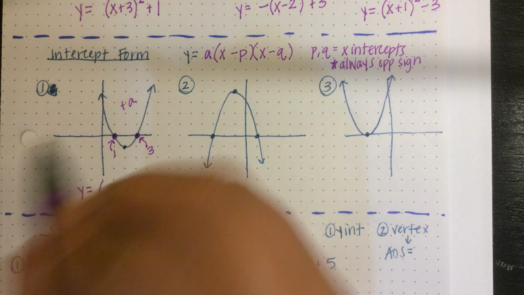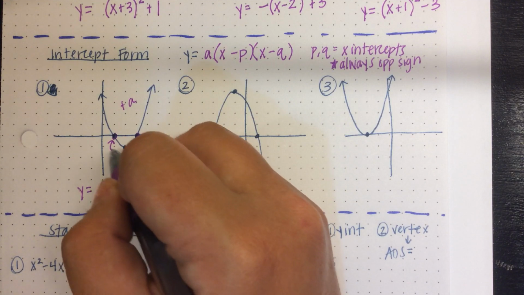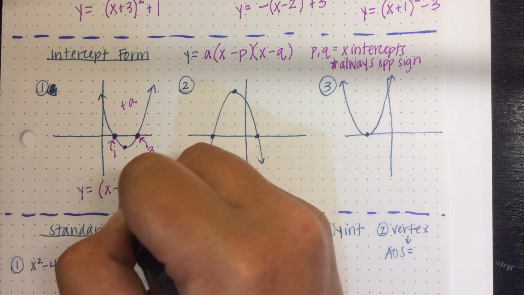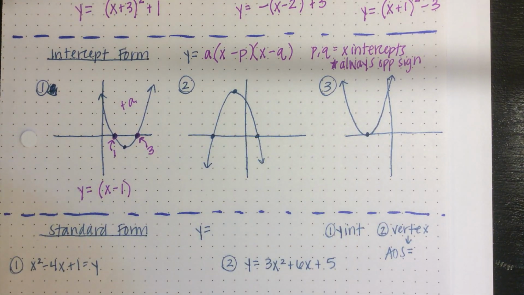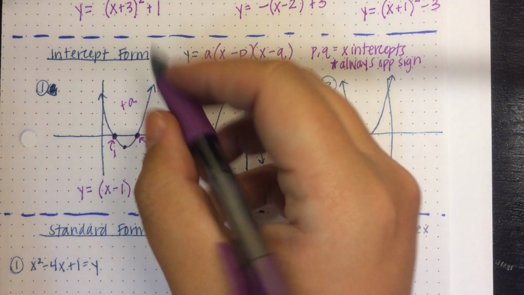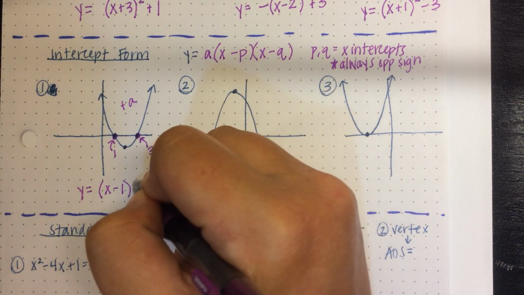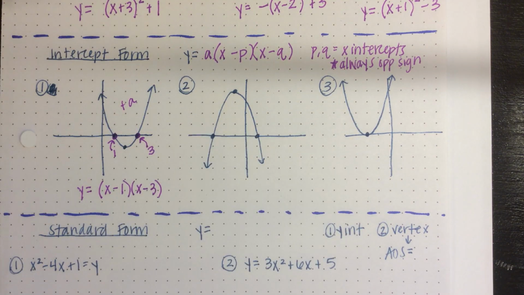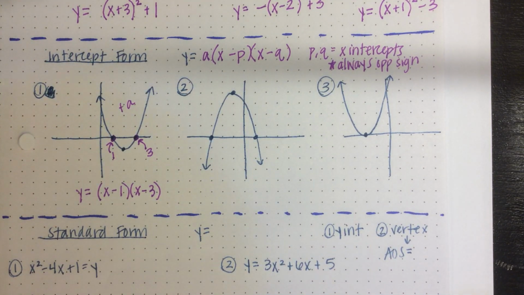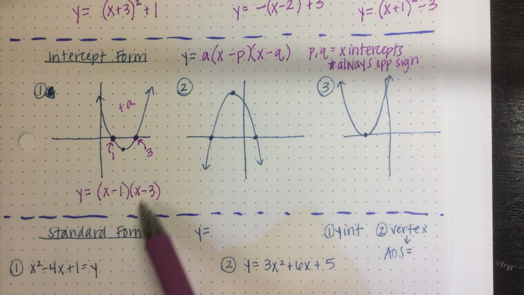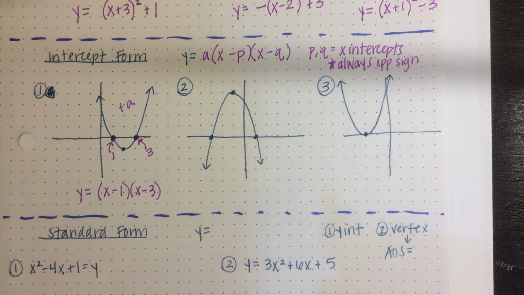And then in my first parentheses, I'm going to put the 1. Now it's a positive 1, so when I put it in my parentheses, it's going to become a -1. All right, the second one is a positive 3, so when I put that in parentheses, it's going to be a -3. And there's my intercept form: (x - 3)(x - 1), or (x - 1)(x - 3). It does not matter what order you write your parentheses, as long as your signs are correct for the numbers.